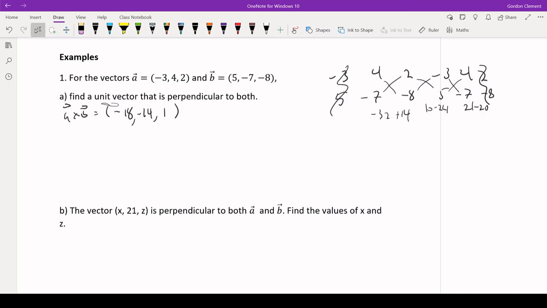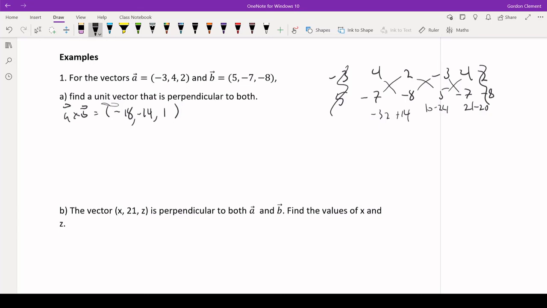So I did a quick check, and negative 18 times negative 3 plus 4 times negative 14 plus 2 times 1 is in fact 0. So that is perpendicular to A. I bet B is going to be perpendicular as well, because that's how cross product works.